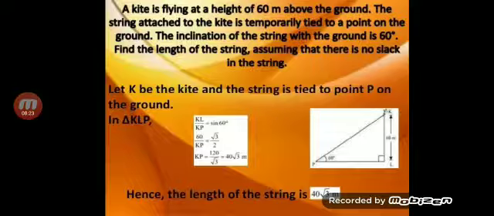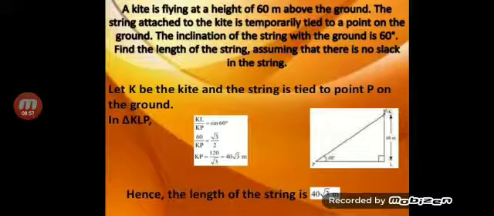The string is straight in this way. Same problem, let K be the kite and the string is tied to the point P on the ground, and the given inclination angle means angle of elevation. They have given the angle of elevation is 60 degrees, and what is the given? The height of the kite which is flying above the ground is 60 meters, the first statement.